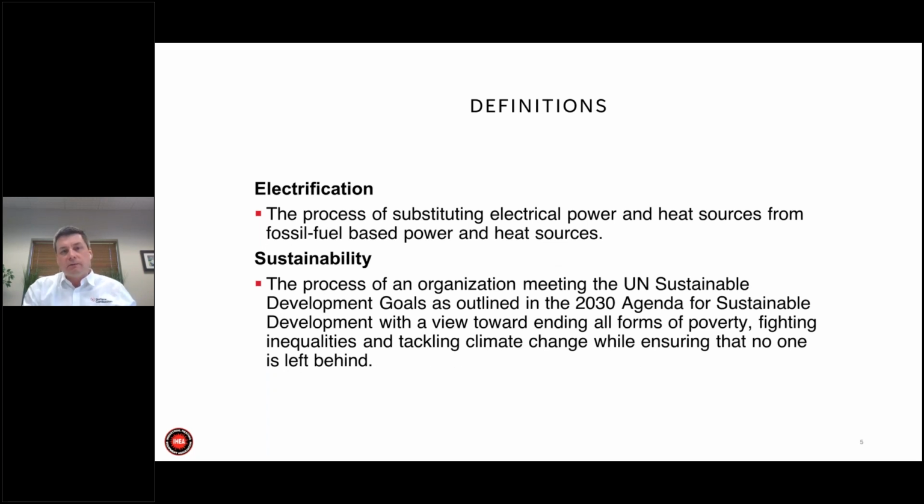There are some other terms that are talked about these days: electrification, sustainability. Electrification is the process of substituting electric power for fossil fuel energy. And that is a common thing a lot of people are looking to do.